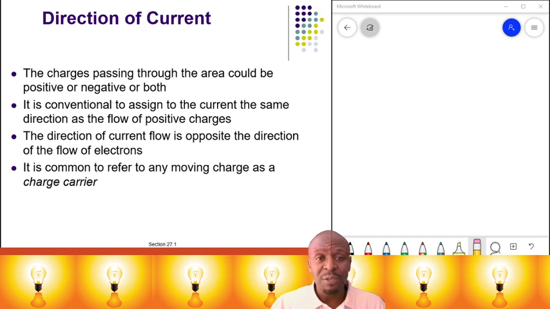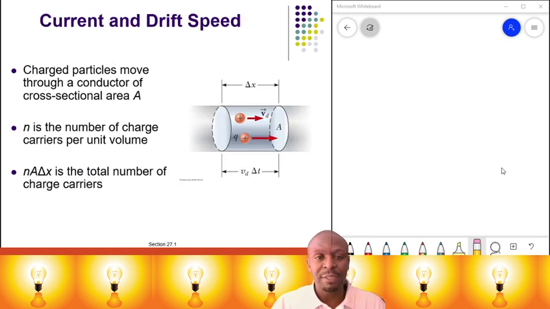Right. Now, the charges passing through that area could be positive or negative or both. It is conventional to assign the current the same direction as the flow of positive charges. The direction of the current is opposite to the direction of flow of electrons or negative charges. It is common to refer to any moving charges as charge carriers. From now onwards, you will be hearing me talking about the charge carriers.